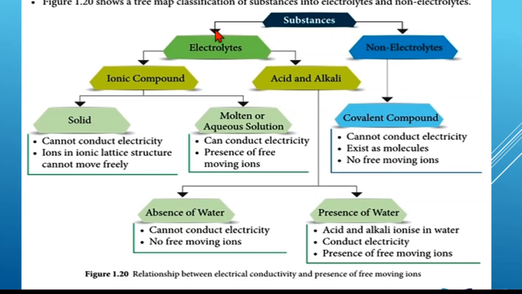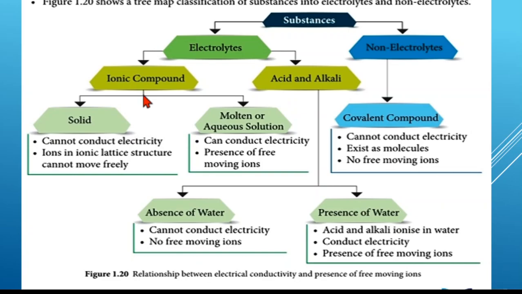So this is the classification of substances into electrolytes and non-electrolytes. Ini electrolytes, non-electrolytes. Electrolytes ini adalah ionic compound. Of course lah, ionic compound dia contain charge kan. So bila dia contain charge, of course dia can conduct electricity. And also acid and alkali.